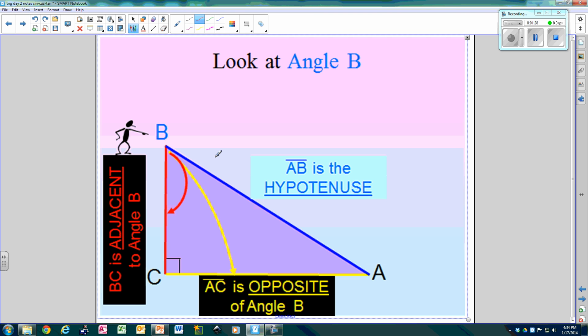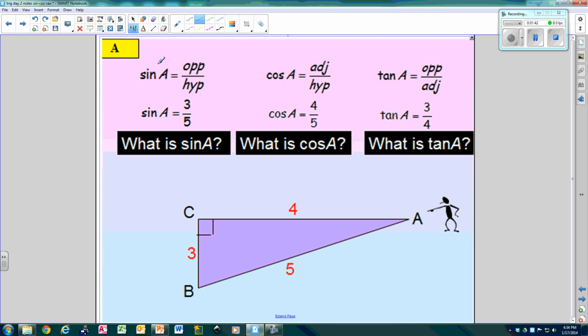Now remember, when you're looking at angle B, everything is just the opposite. Now this is adjacent. This is hypotenuse. And this one is opposite. So we're still labeling exactly the same. All right, so let's look at angle A.